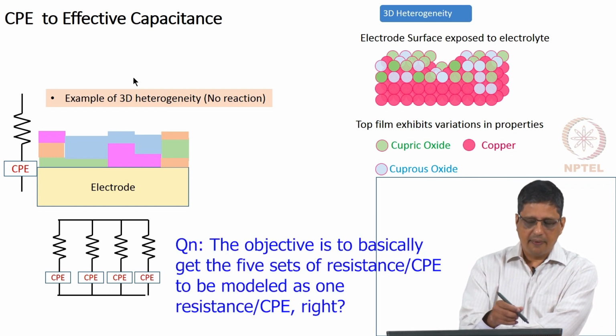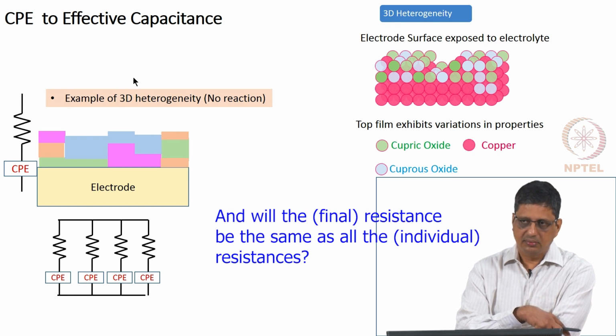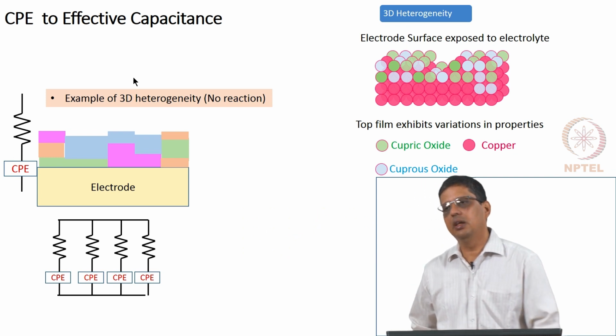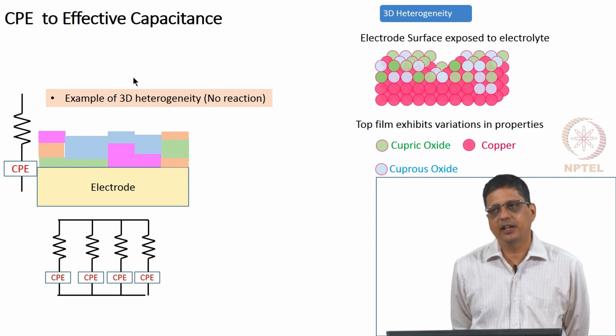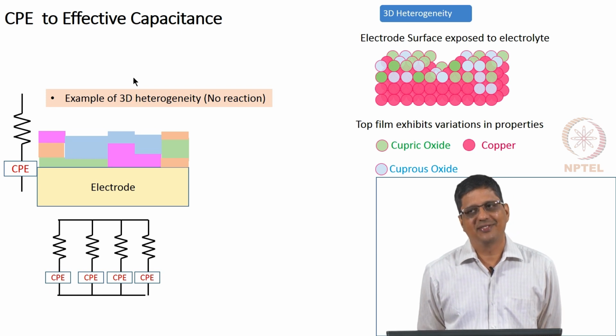Okay. So the objective is to basically tell that all those 5 sets of resistance and capacitor can be modeled as one resistance and one CPE. Yes. And will that resistance be the same as all the resistances, or no? See, if you take 2 resistances in parallel, the effective resistance is going to be half of that, right? So, it is not going to be the same as that resistance.